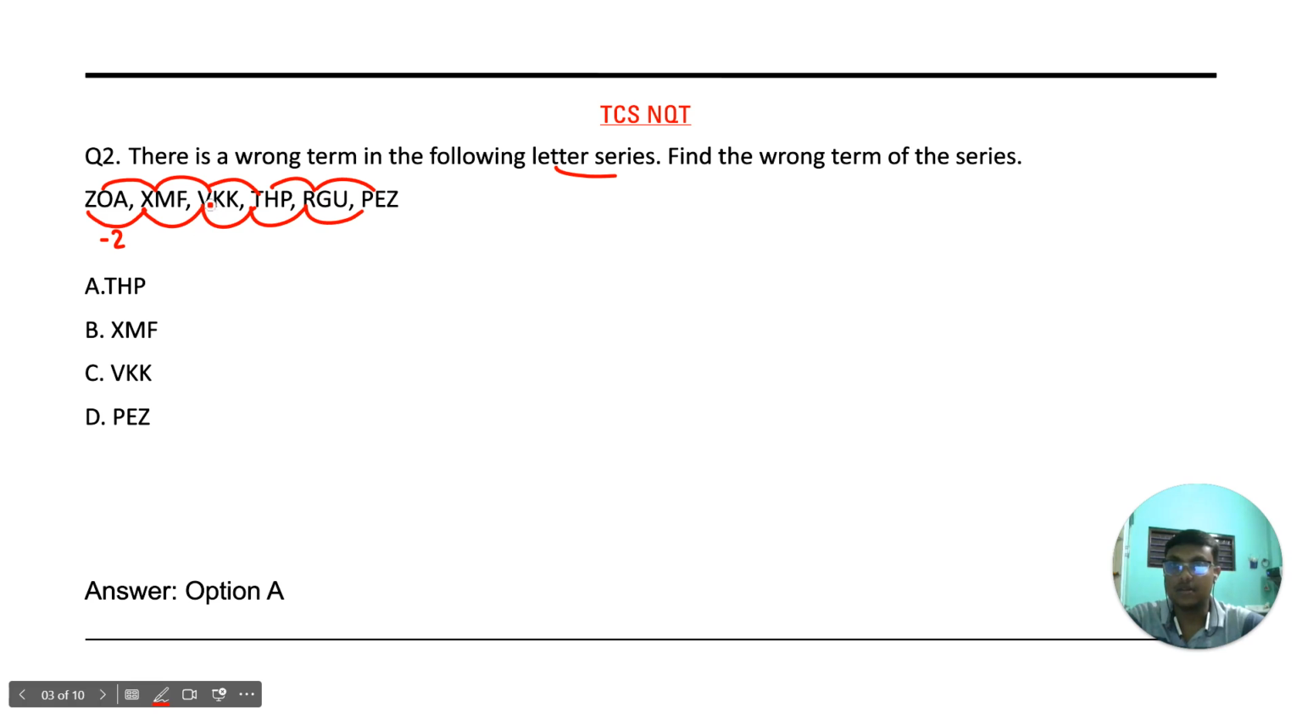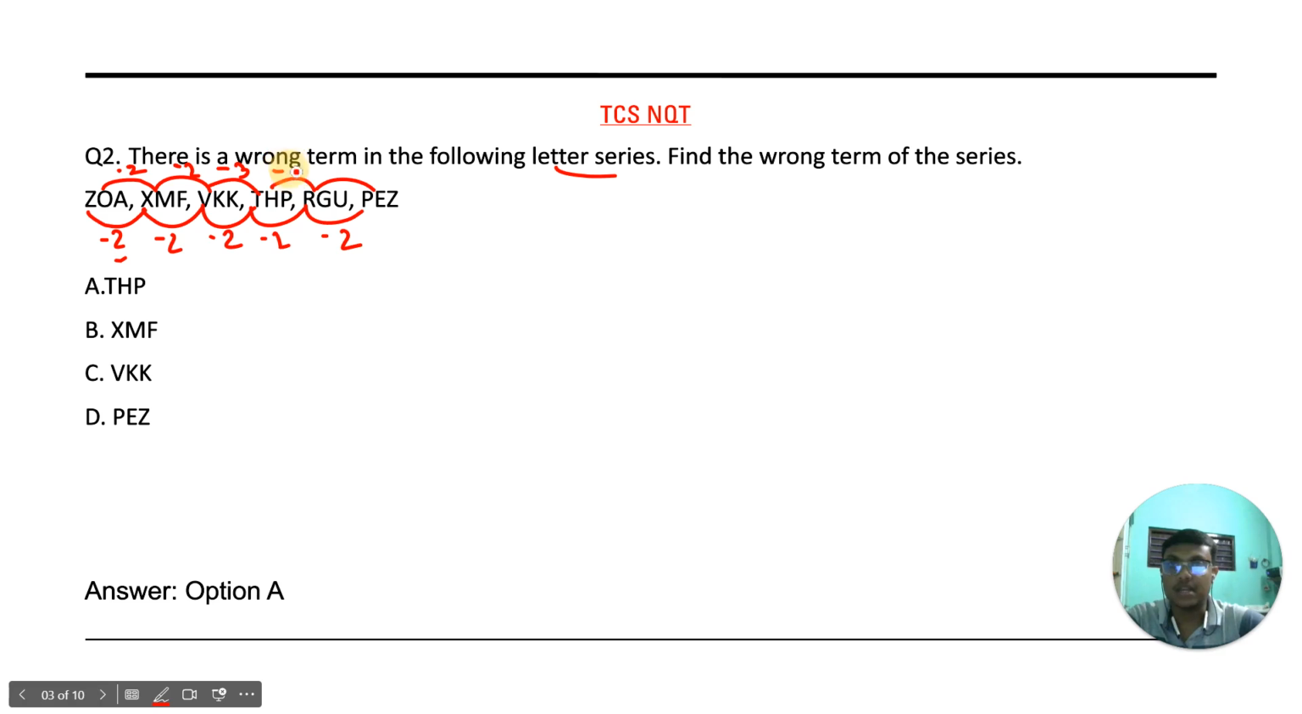Then we have V, W, X. This is also 2. Then T, U, V. This is also 2. R, S, T. That is also 2. And then P, Q, R. That is also 2. Next, for the second letters, we can see that this is also following the same pattern of moving two places backwards. That is M, N, O. So minus 2. K, L, M. This is also minus 2. H, I, J, K. But this is minus 3.